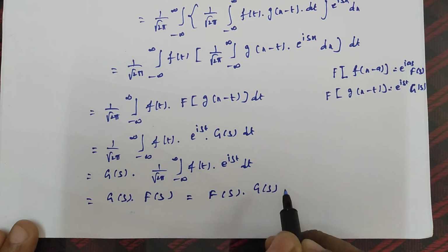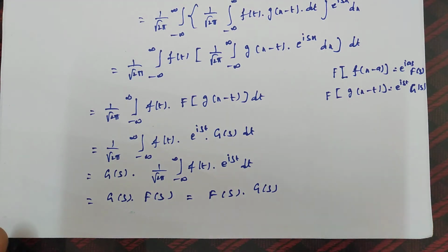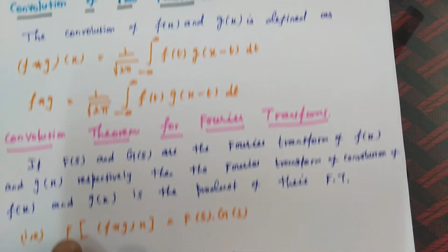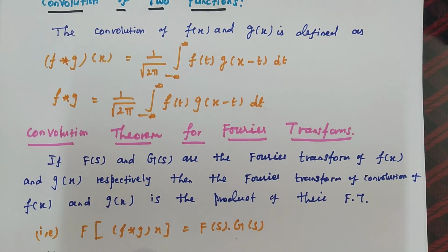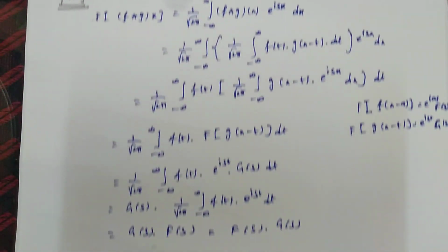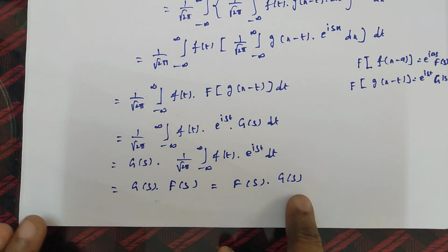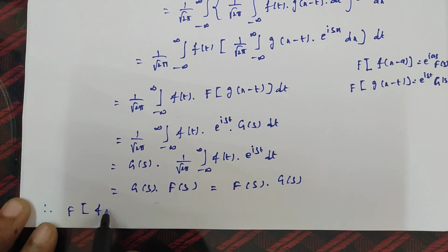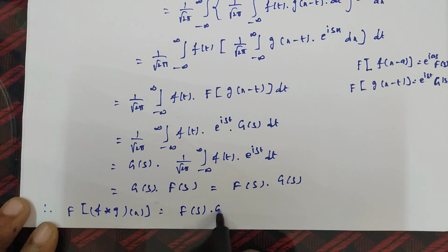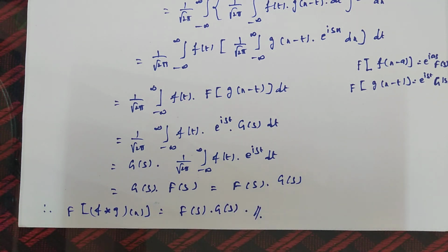Now look at the statement of the convolution theorem, that is F of f star g of x is equal to F of s into G of s. Now you look at the answer which we have arrived at, F of s into G of s. What is our left hand side? Therefore F of f star g of x is equal to F of s into G of s. This is the proof for the convolution theorem under Fourier transforms.